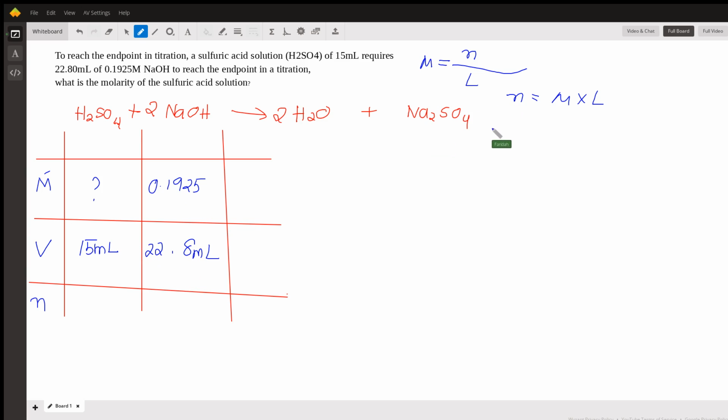So let's find the mole of sodium hydroxide. We have molarity 0.1925 multiplied with 22.8, but this is in ml, so you want to change that into liters by dividing by 1000. Doing this, you get the mole of sodium hydroxide at 0.004389.